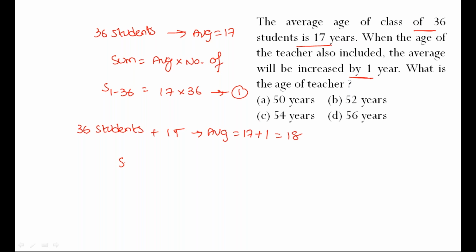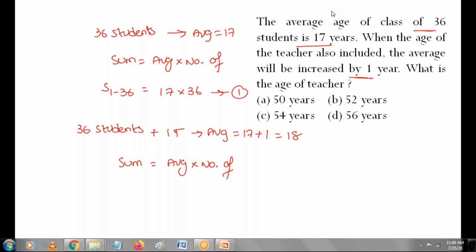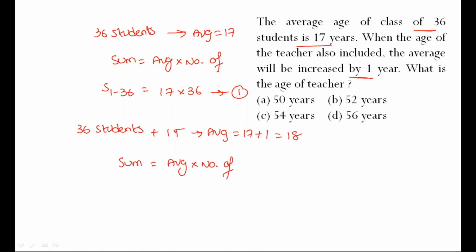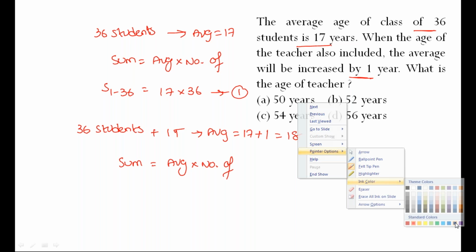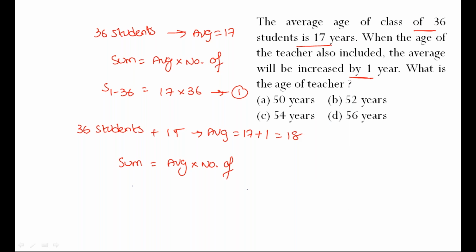Now guys, again you apply sum equal to average into number of, my dear friends. When you have to apply average equal to sum by number of: in questions, if they mention find average, then only you can use average equal to sum by number of. If they are asking any other factor, you just try to use sum equal to average into number of only. A few people are responding. Hope you people know the shortcut as well.